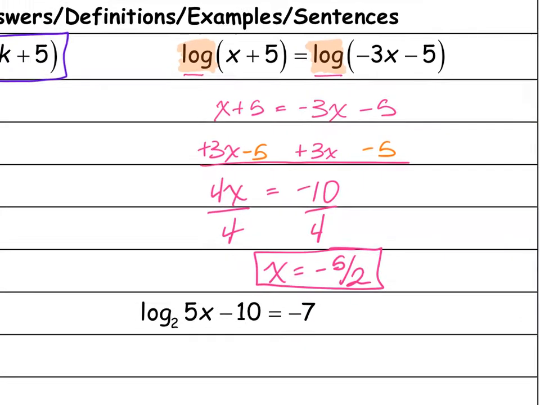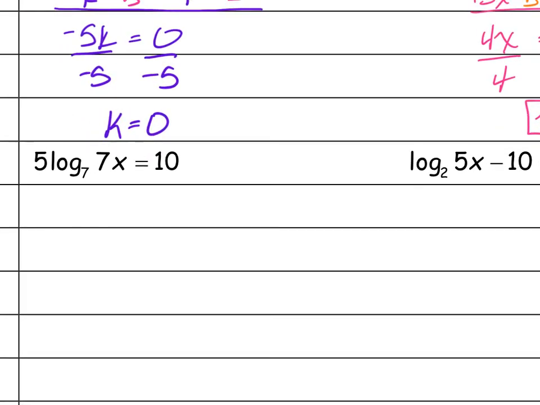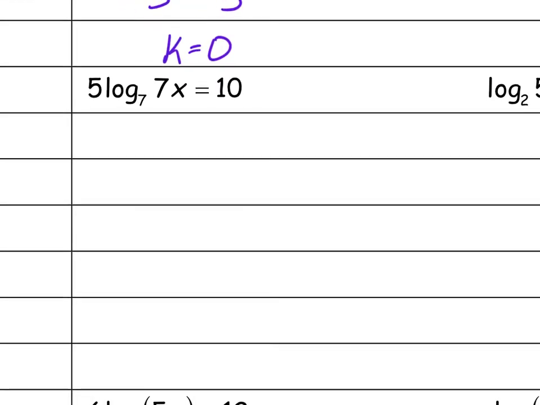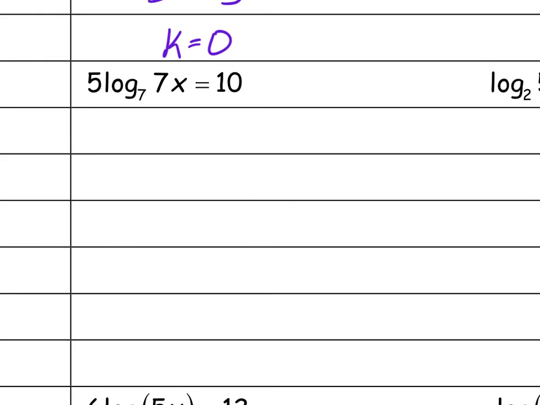Okay, so let's go to the next problem. Okay, so what do we have here? My next problem only has one log. So the property we just got done working with does not work. I cannot use it because there's only one log. So there's nothing I can do there, so I've got to do something else.